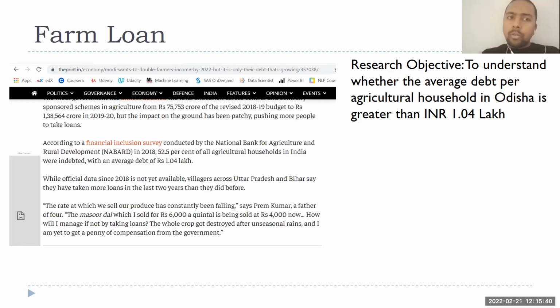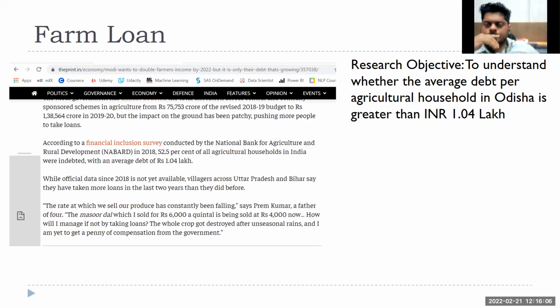Sir, if we are assuming that it is greater than 1.04 lakh, that can be my assumption. So the average debt per household is what I'm asking. The assumption is the null hypothesis, 1.04 lakhs.